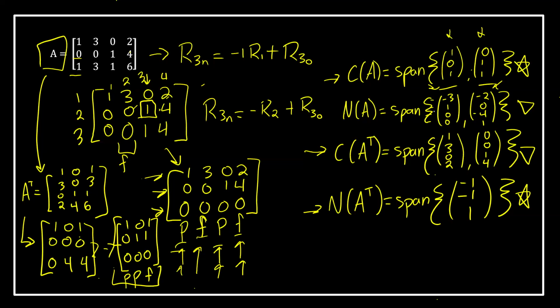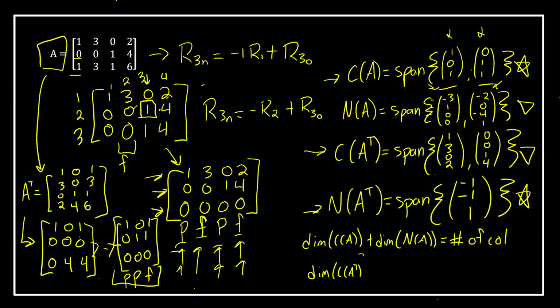So here's a good rule: the dimension of our column space plus the dimension of our null space equals our number of columns, and the dimension of our row space plus the dimension of our left null space equals the number of rows.